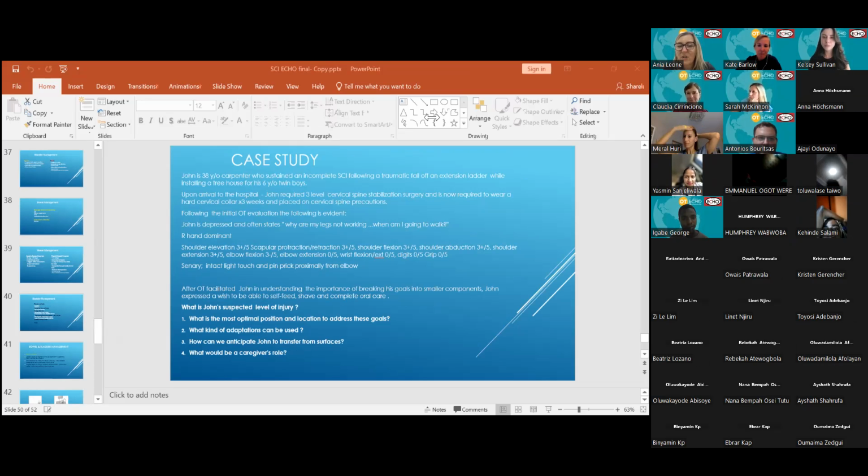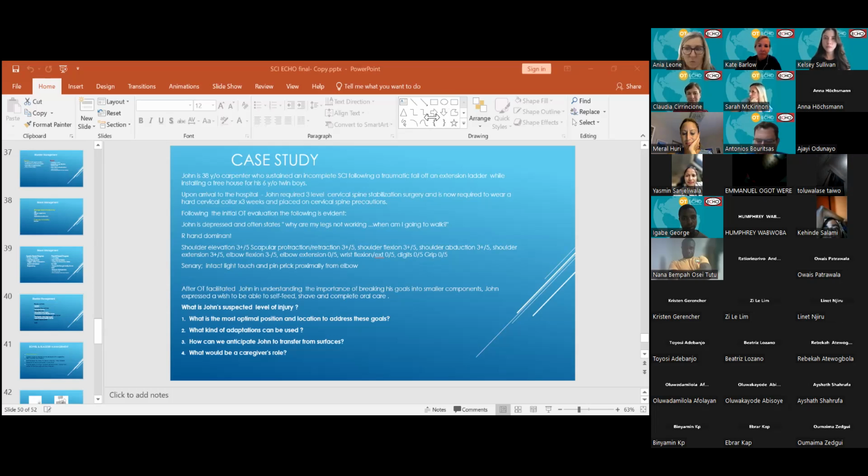We are on the next question: how we can anticipate that John will transfer from surface to surface. So how will he get out of bed to the wheelchair, for example? Is he able to do this on his own? Is there a level of assistance required? What do we think? Okay, excuse me, I just got confused. It's okay.